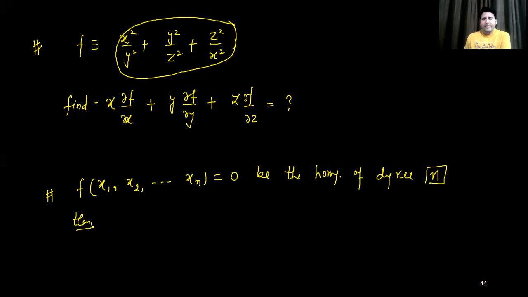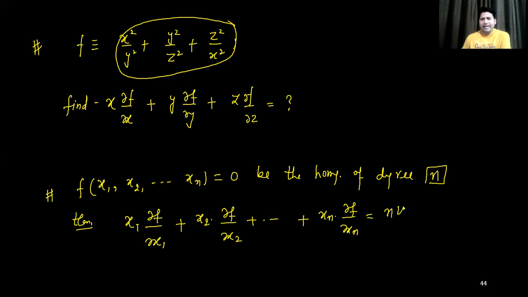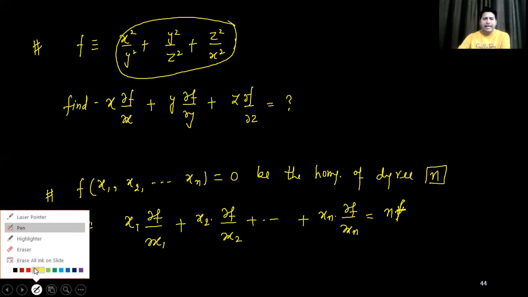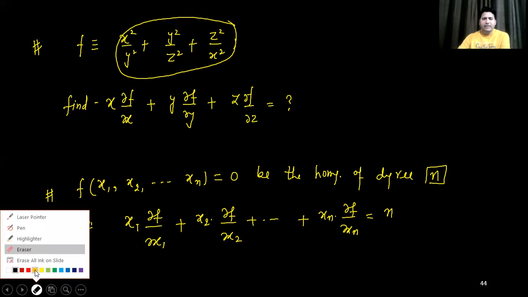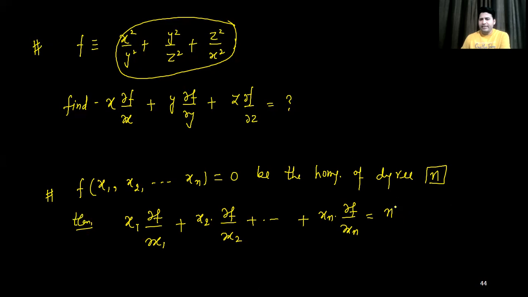Then it says that x1 into del f over del x1 plus x2 into del f over del x2 and xn into del f over del xn should be n times f. N is what? N is the degree of the given function into the given function f. That is, the result is almost same. So this should also be equals to n times f.